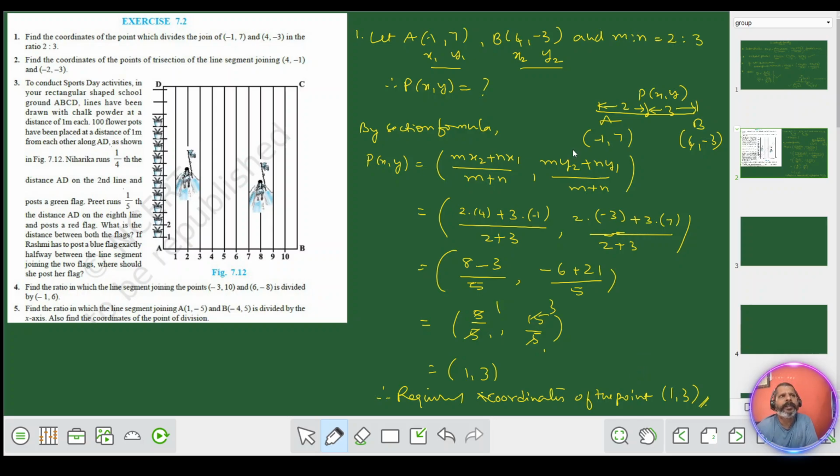Okay, it's very simple. Let's just recap. Once the two points A and B are given and the ratio is also given, if they ask for the coordinates of the point which divides the line segment joining these two points, just use the section formula. Okay, we'll move to the next question.